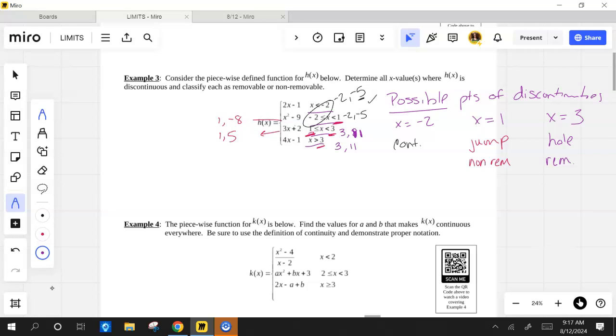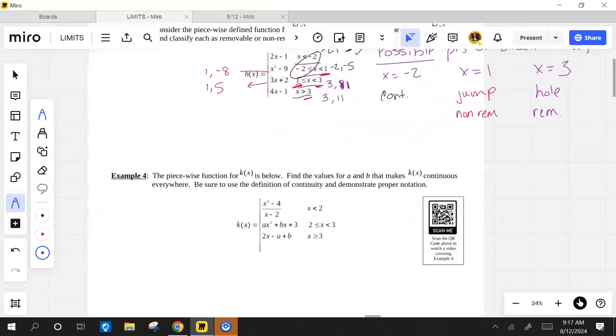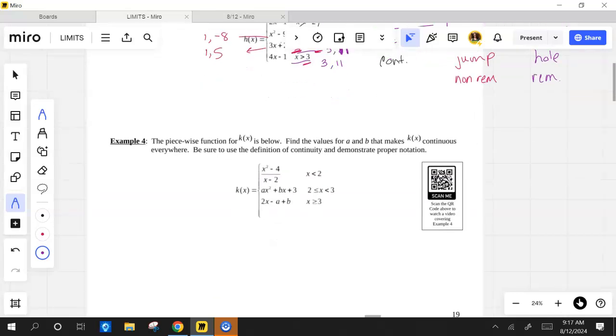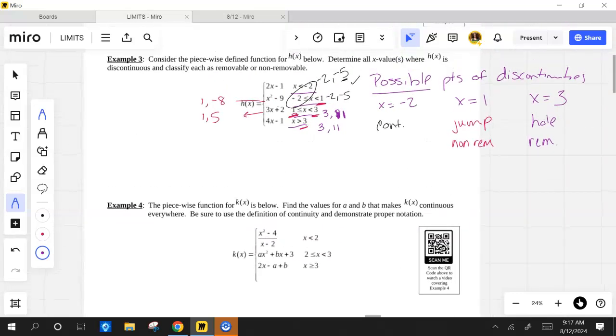I think you missed the part: for a point to be continuous, the limit has to be defined and the function value has to be defined. Jumps are whenever it goes to two separate values. If you get something like this, that's a jump.